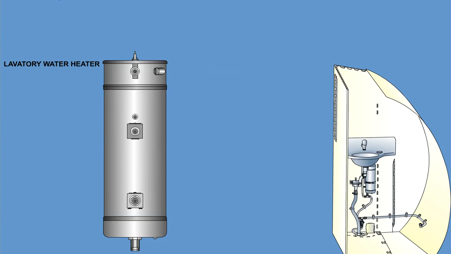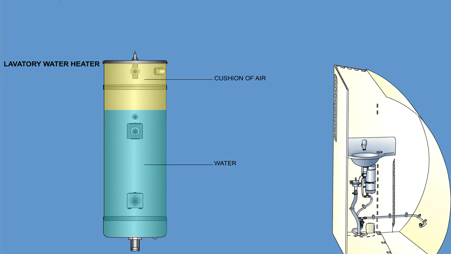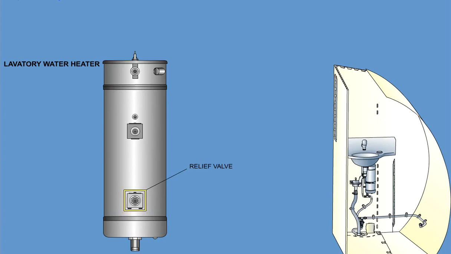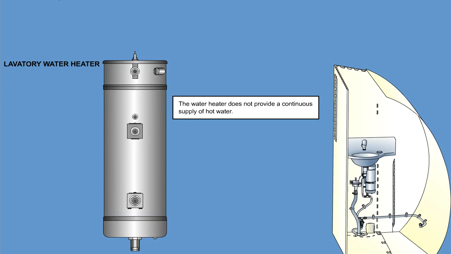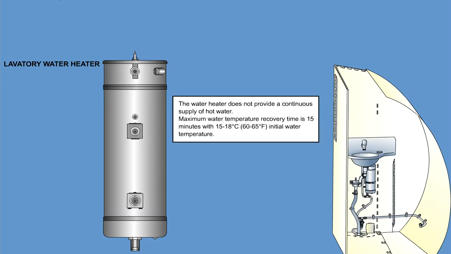The water tank is designed to operate with a cushion of air at the top under normal inlet water pressure. This prevents damage to the tank if freezing should occur. A relief valve prevents excessive pressure buildup within the tank. The pressure relief setting is 140 psi, 9.53 bar. Note, the water heater does not provide a continuous supply of hot water. Maximum water temperature recovery time is 15 minutes, with 15 to 18 degrees Celsius, 60 to 65 Fahrenheit initial water temperature.